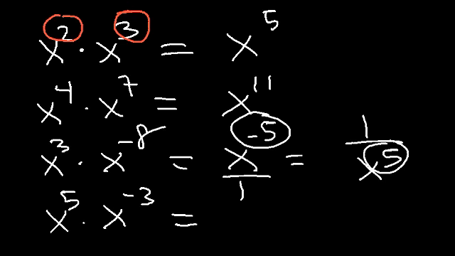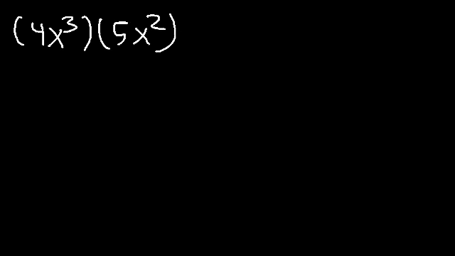Now what about the next one? x to the 5th power times x to the negative 3. If we add 5 and negative 3, that's the same as 5 minus 3. That's 2. So the answer is x squared. What if you saw a problem like this? 4x cubed times 5x squared. What would you do? So if you were to see this on a test, how would you answer it?